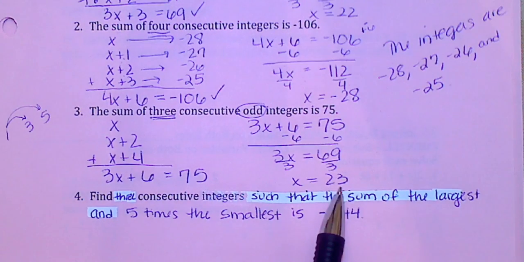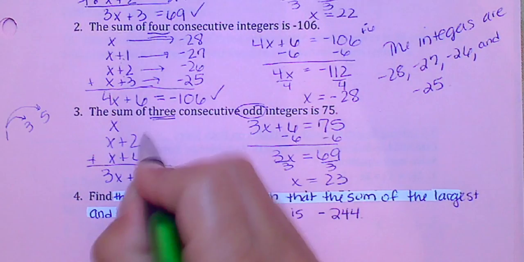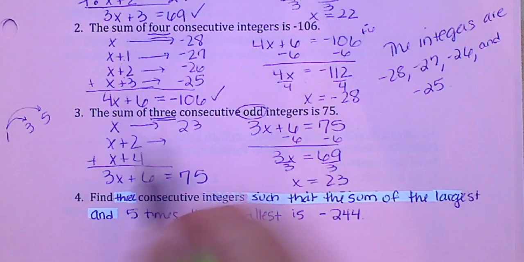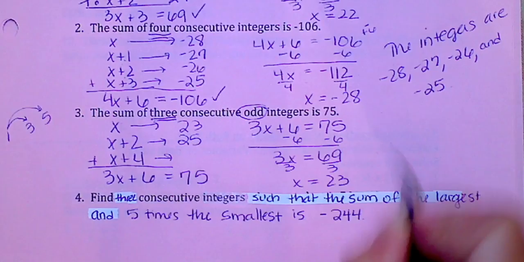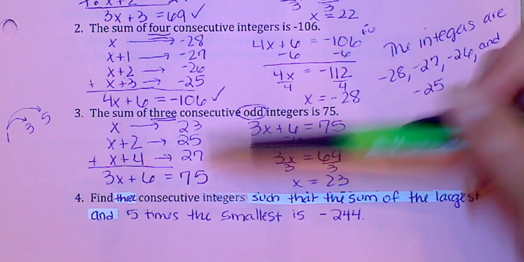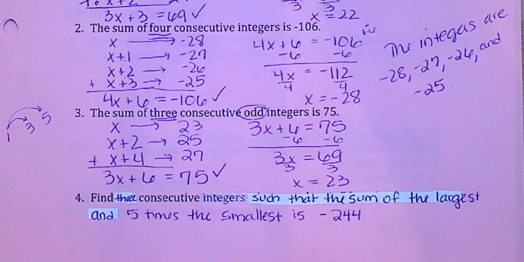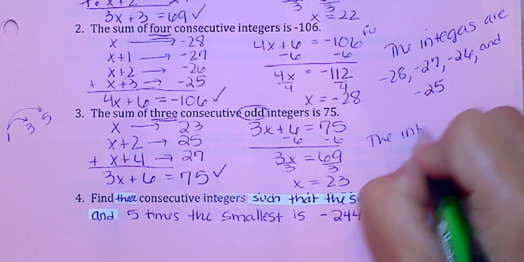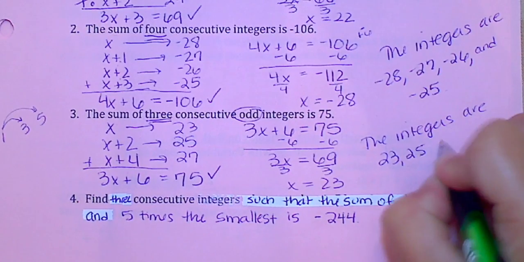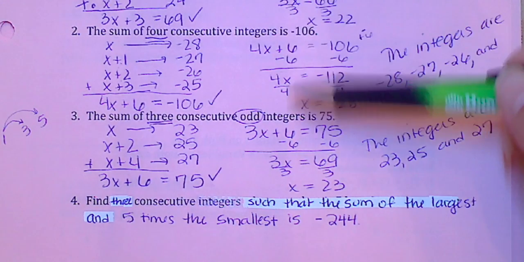First of all, is this odd? Yes. So we're good. We might be good. That's the first step. Now let's plug these in and see what they are. X is, of course, 23. 23 plus 2 would be 25. And 23 plus 4 would be 27. So we did get consecutive odds, and we want to make sure they add up to 75, which, of course, they are going to add up to 75. So the integers are 23, 25, and 27. So these are your basic consecutive integer problems.